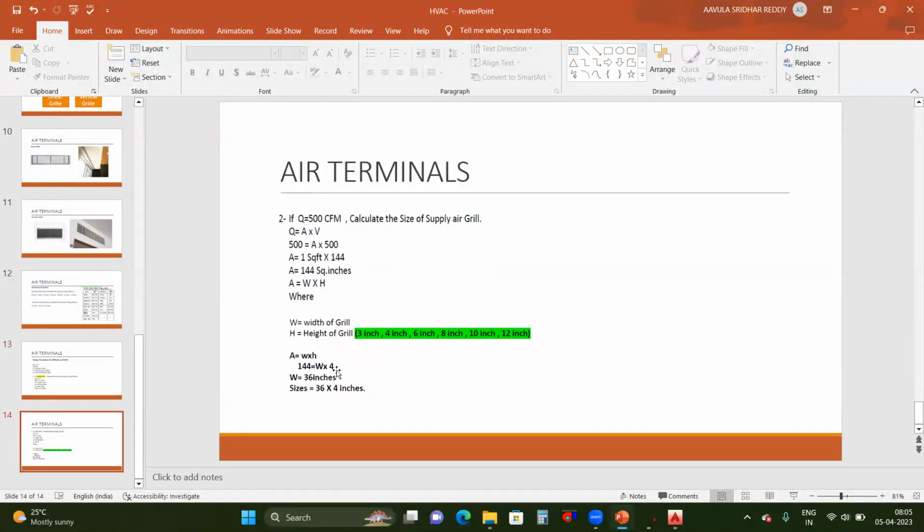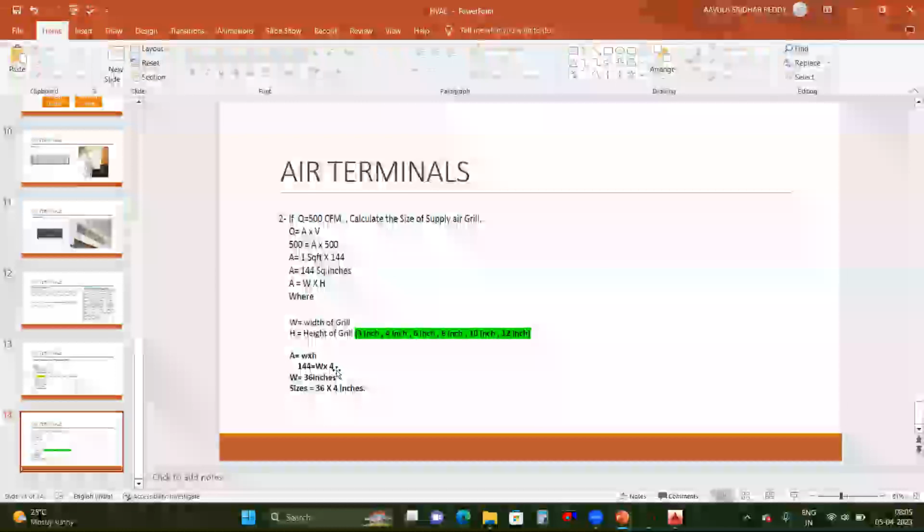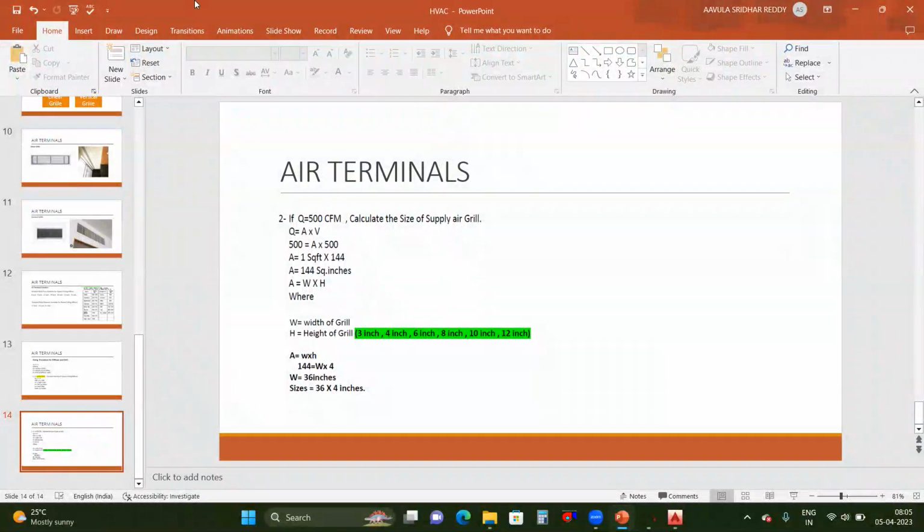Okay, and also we will see how to calculate the size of supply air grill. So don't worry, I will show it in the Excel sheet also. That is very simple to do. So first we will see the manual method for the grill also, and then we will go to the Excel method. So okay, here same formula, if Q equal to 500 CFM, calculate the size of the supply air grill.